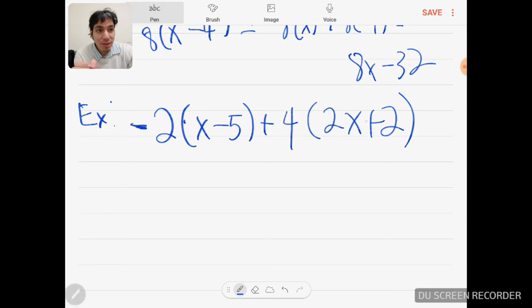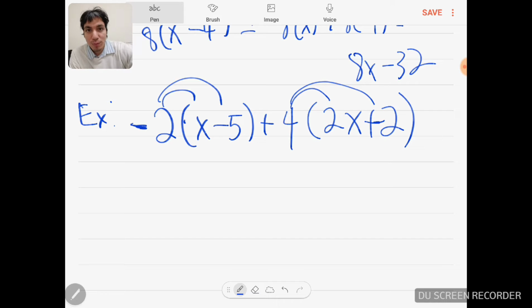Can you do anything in the parentheses? No, because they're not like terms. You cannot combine like terms because they are different, okay? So I'm going to distribute the negative 2 to the x and the negative 5, and I'm going to distribute the 4 to the 2x and the 2.